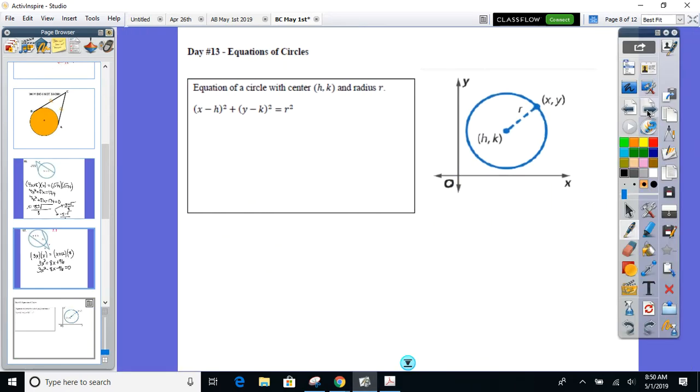How to write the equation of a circle. It looks pretty intimidating, the equation: (x minus h) squared plus (y minus k) squared equals r squared. It's not intimidating, though. It is not at all. I just want to go back to maybe 6th, 7th grade.